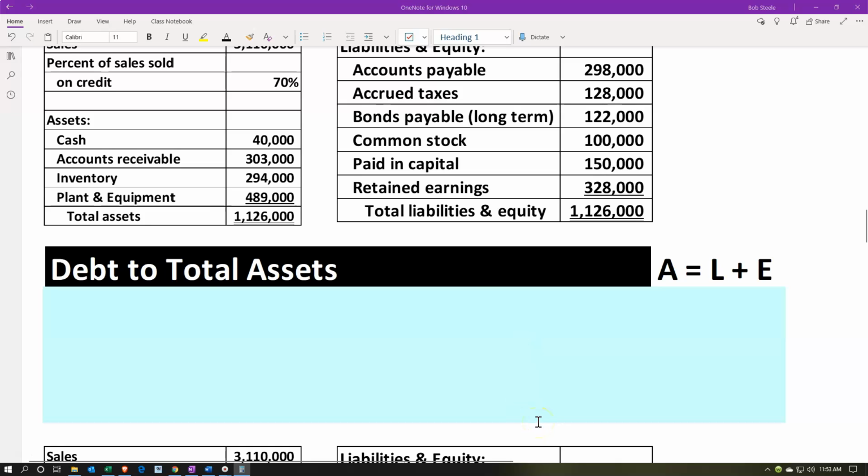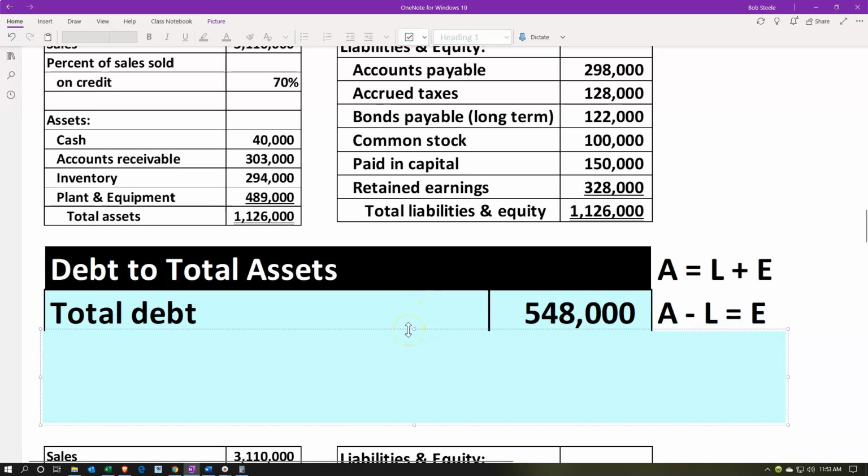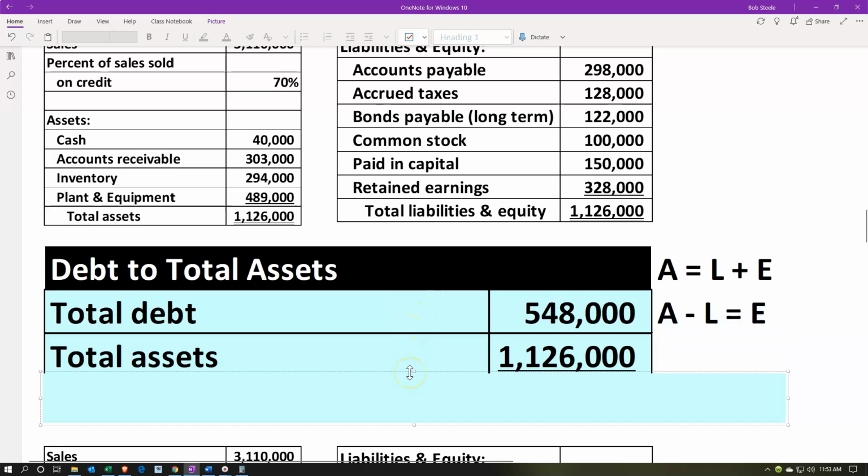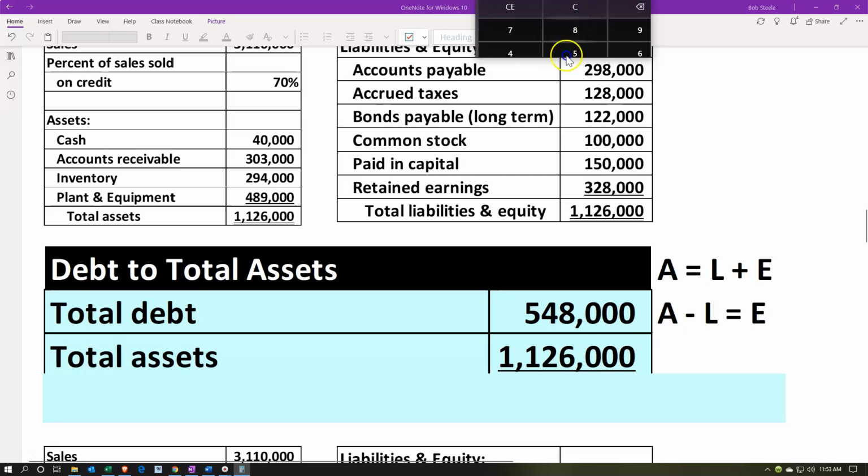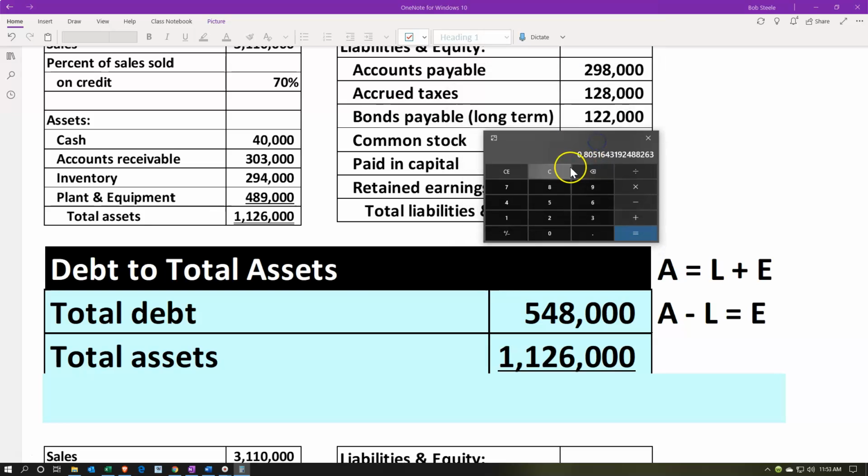Okay, so next we're going to have the debt to total assets. That is just what it says, right? Debt compared to the total assets. These are going to be two balance sheet accounts. So we're taking the liabilities, that being the debt. I'm going to add up all the liabilities, the 298,000 plus the 128,000 plus the 122,000. That's our debt, and we're going to be comparing that to the total assets.